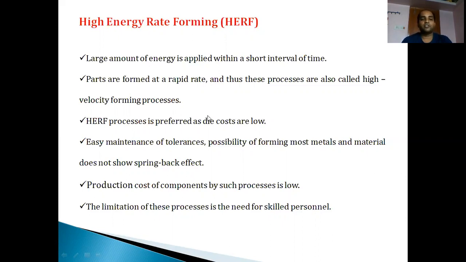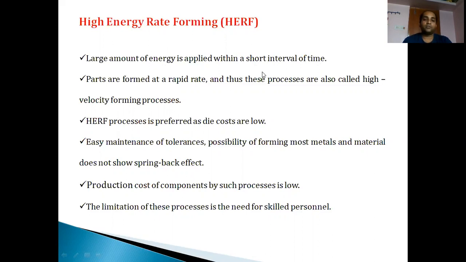In that itself, there is a smaller section known as high energy rate forming, which you can see on the screen. In very simple words, we are making use of the energy developed by different means to develop the desired shape and size of the product within a short interval of time.